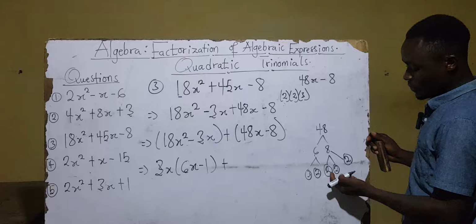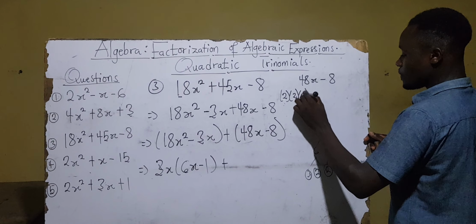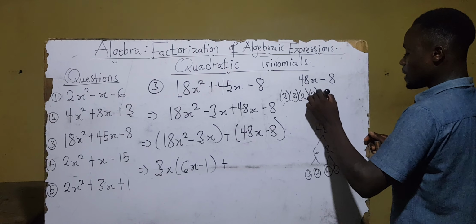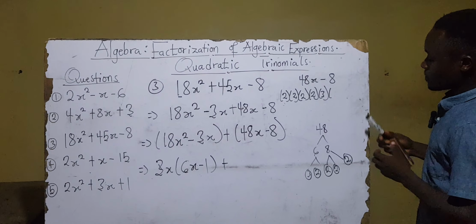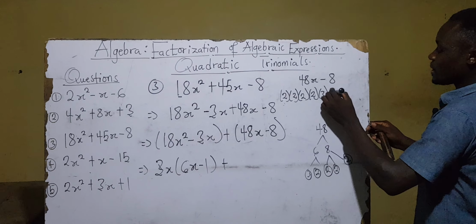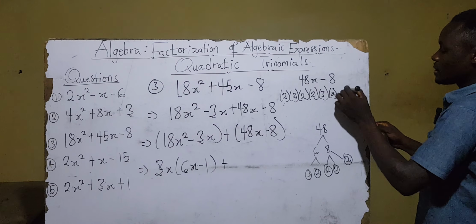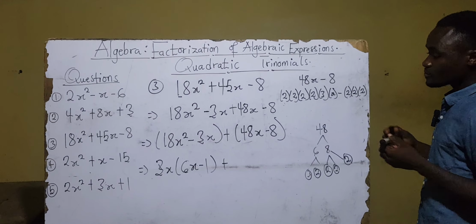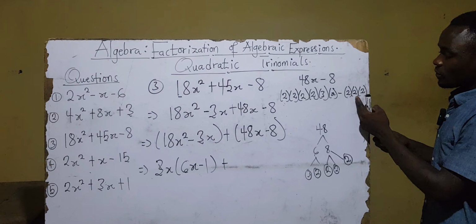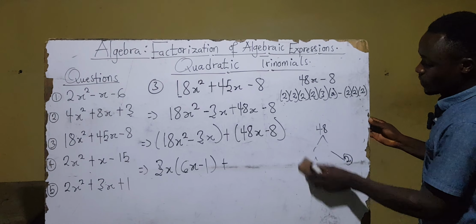The 2 is how many? 1, 2, 3, 4. Okay. So 4, then multiplying 3, multiplying x. Minus this one is 2 times 2 times 2. I'm clear with that because 2 times 2 is 4 times 2 is 8. So that's what I am getting here.